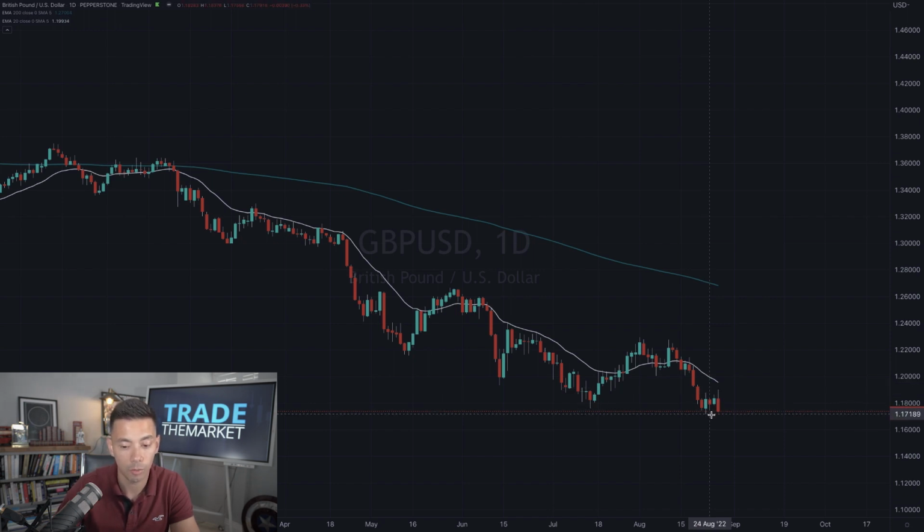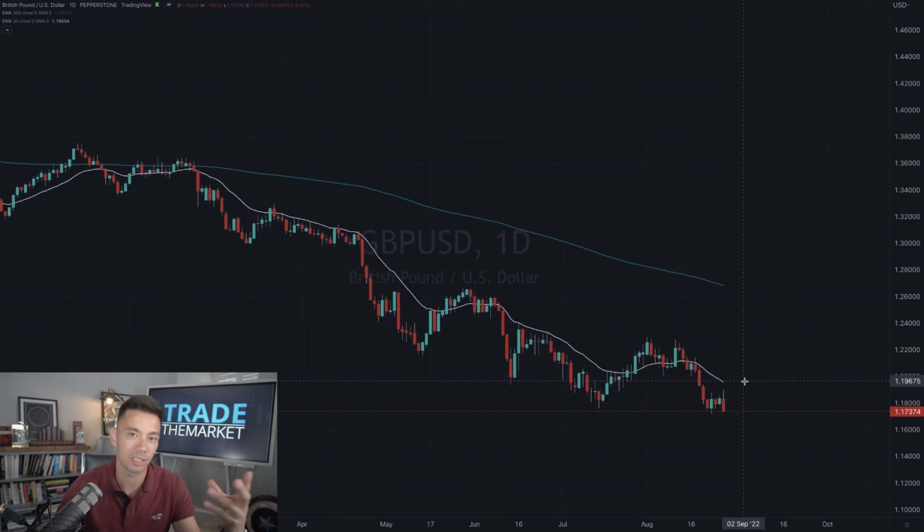Which gives you quite a tight stop loss there. But then again, as I said previously, you don't want to have your stop too far away. There's an expectation when you do get into a trade that you're getting into the trade because you think the market is going to move.